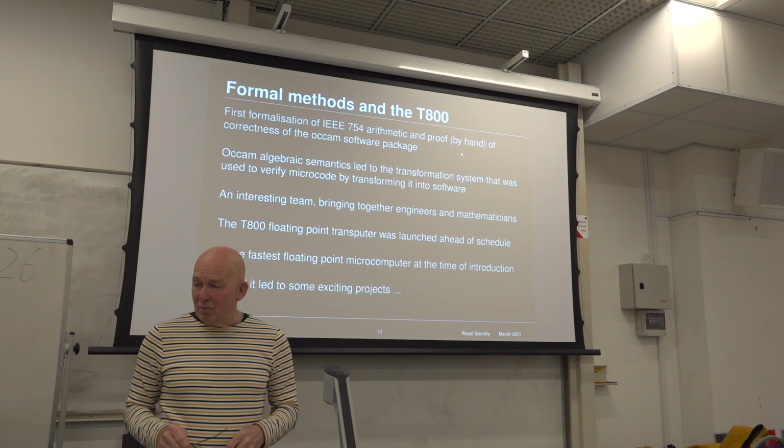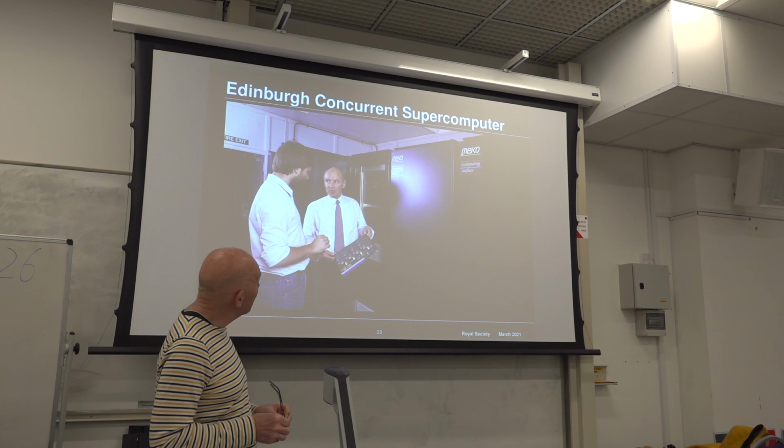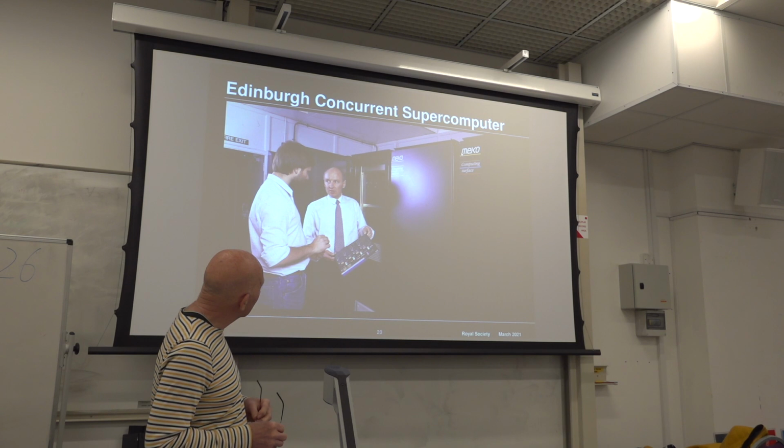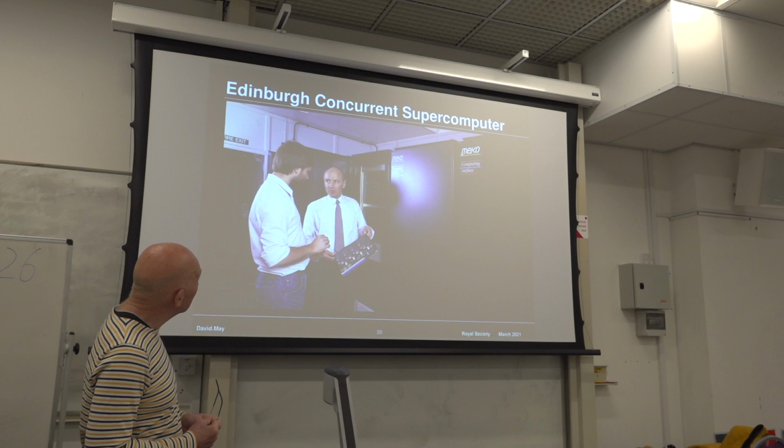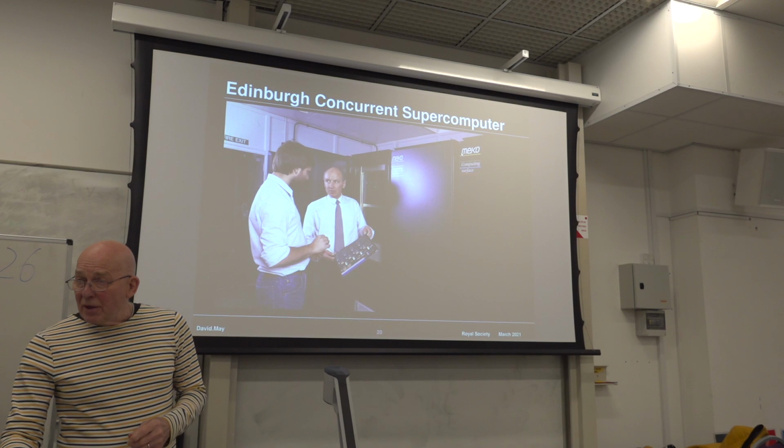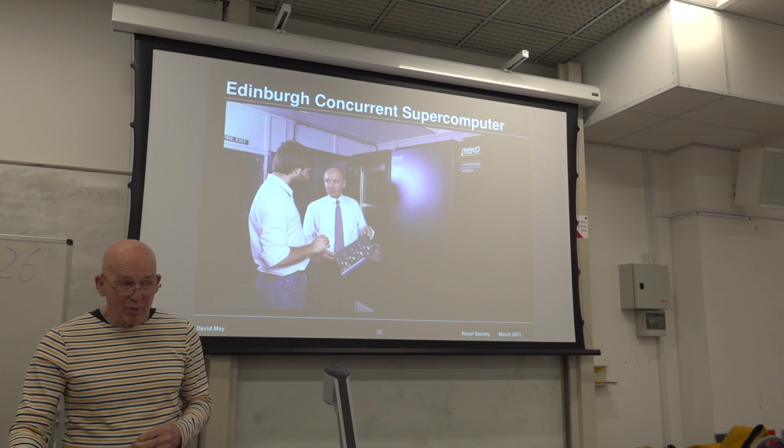This is the Edinburgh Concurrent Supercomputer, which the man here, David Wallace, persuaded the government to fund. It's a great big box full of transputers made by this Bristol company, Meiko, that had been a spin-out of the original Inmos team. And of course, the Edinburgh project continued and is basically now the Edinburgh Parallel Computing Centre, which is one of the biggest computing centres in the UK.